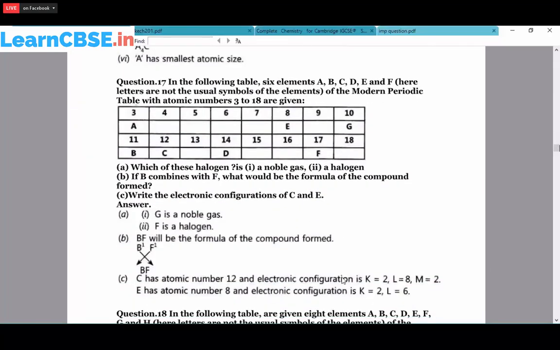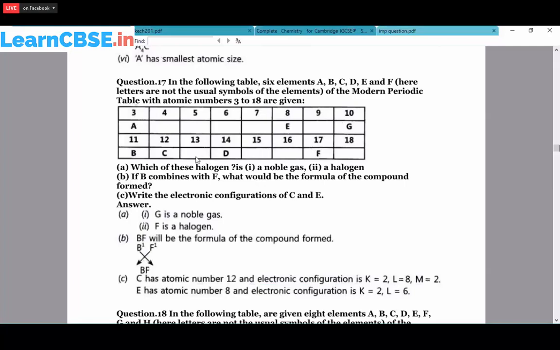Okay, next question, question number 17. In the following table, the six elements A, B, C, D, E and F of the modern periodic table with the atomic numbers 3 to 18 are given below. Which of these is a noble gas or a halogen?